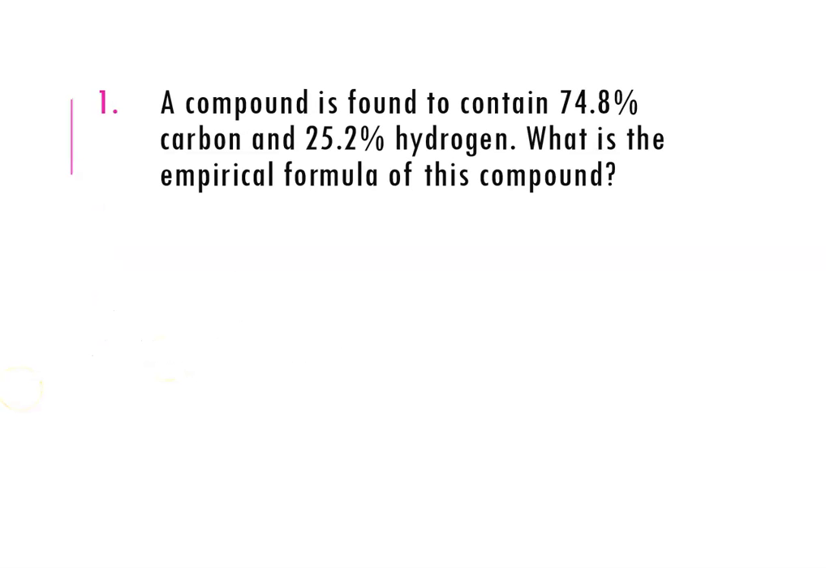Our first question here is a compound contains 74.8% carbon and 25.2% hydrogen. What is the empirical formula? All right, so we always start off by asking what elements we have in this compound. So here we have carbon and we have hydrogen. The carbon that we have is 74.8% and the hydrogen is 25.2%. All right, so we're starting with percentages. So I'm first going to turn percent to mass. So we're just going to say we have 74.8 grams and 25.2 grams here.